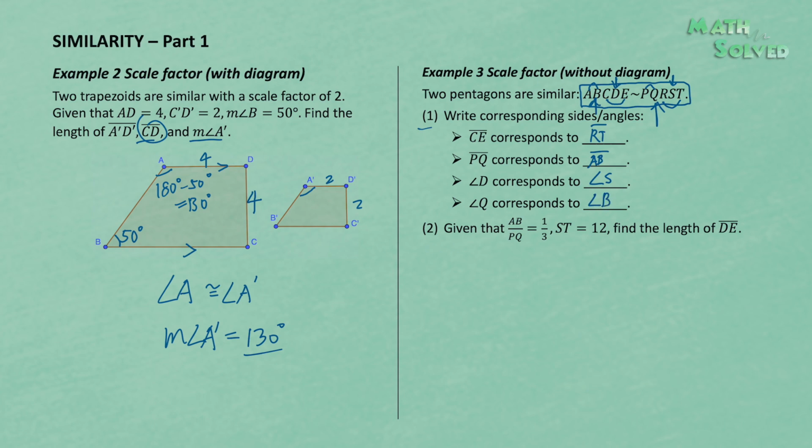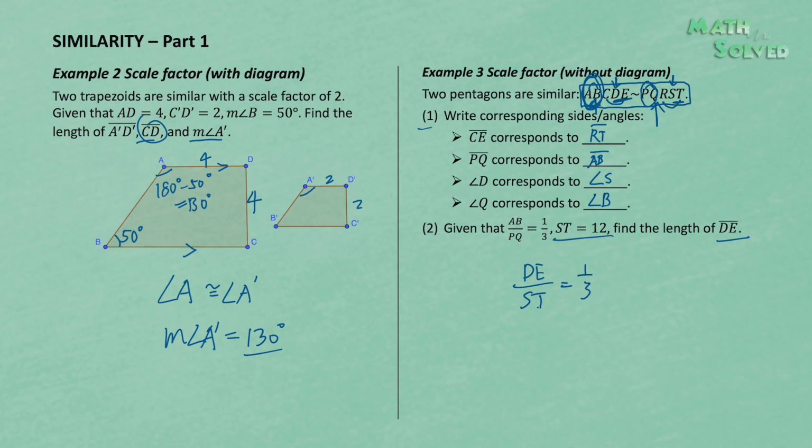For part 2, AB over PQ is 1/3. From this expression, we can tell AB corresponds to PQ, and therefore 1/3 is the scale factor of these two pentagons. Here we are given ST is 12, and we want to find the length of DE. DE and ST are corresponding sides, and therefore their ratio is also equal to 1/3. So DE over ST is equal to 1/3.